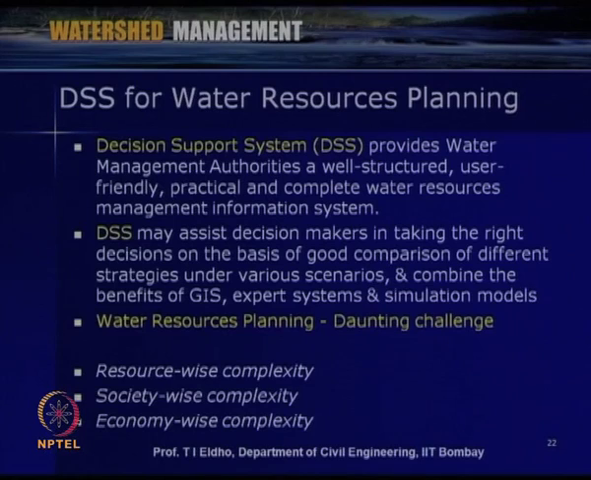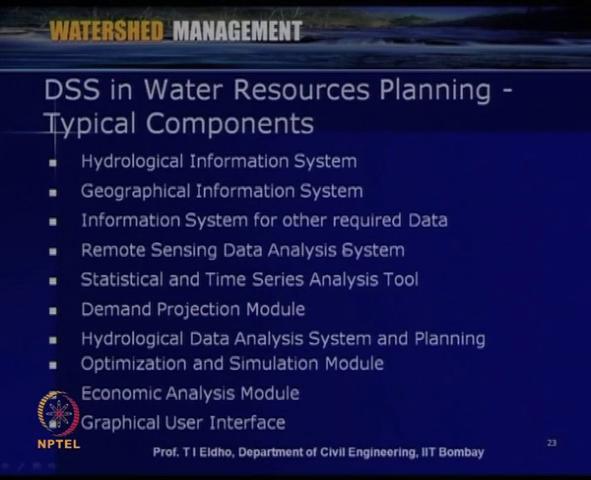So, that way DSS is very essential in water resource planning and management, and also within the context of watershed management. Water resource planning problems are generally very complex: resource wise complexity is too much, society wise complexity is too much, and then economic wise complexity is also there. So, water resource and watershed planning and management, that way it is a daunting challenge. So, that way decision support system will be very useful to deal with water resource plans or watershed management plans.